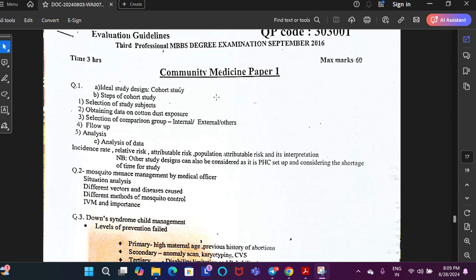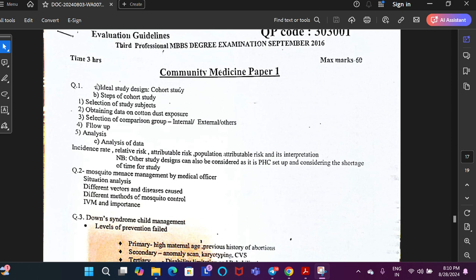As a medical officer recently recruited in a primary health center, you find that there is a cotton mill in your area and its workers utilize your health services. You want to investigate whether their health is affected by the work environment. What type of study design will you use? What are the steps of such a study? How can you analyze the data that you have collected?